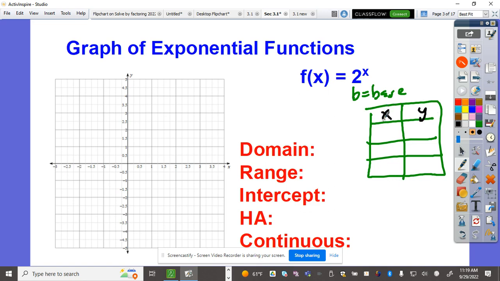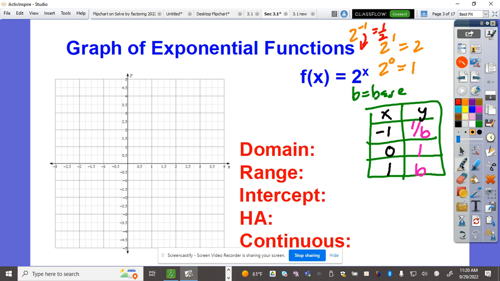If you have negative 1, 0, 1, the pattern here is 1 over b, 1, and b. Why is that the pattern? If you have 2 to the 1, if the value of x is 1, the answer is just 2, so whatever the base is. 2 to the 0 is always equal to 1. But if you have 2 to the negative 1, you're not allowed to have a negative exponent there, so it has to go down. It becomes 1 half. So the b goes down. That's the reason for this chart, so I need you to get familiar with that one.